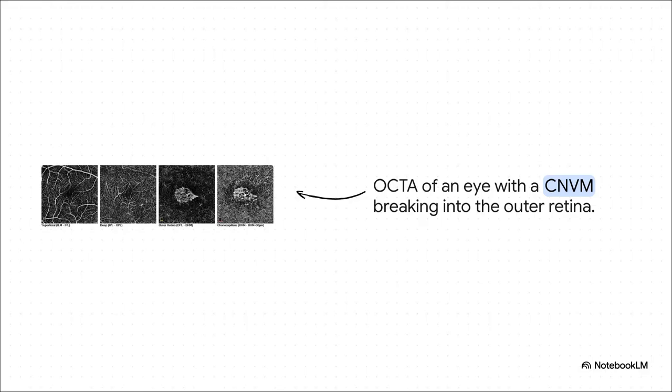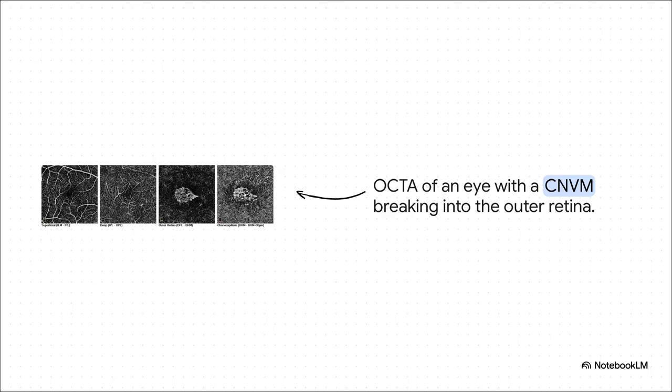Now contrast this directly with the normal pitch black OCT we just looked at. Boom! Look at that third panel. Right in the middle of the normally avascular outer retina, there is a bright, sprawling vascular front. That right there is the CNVM that has broken through.